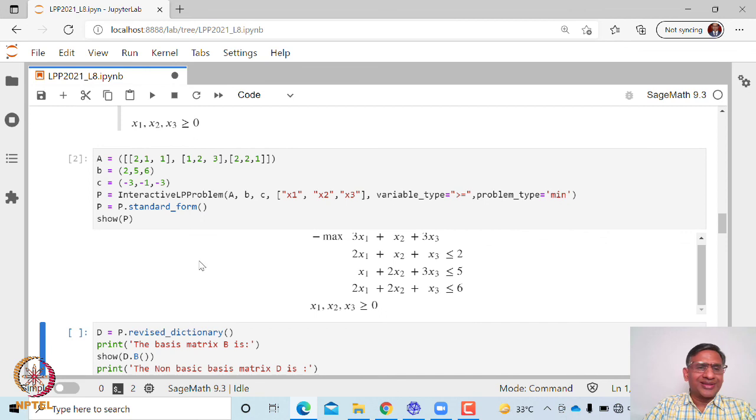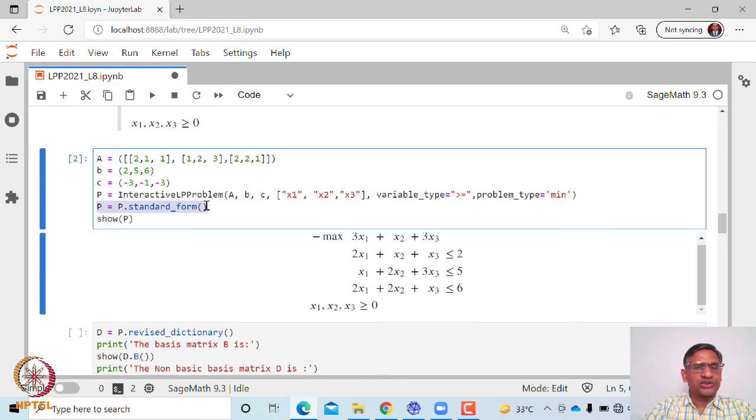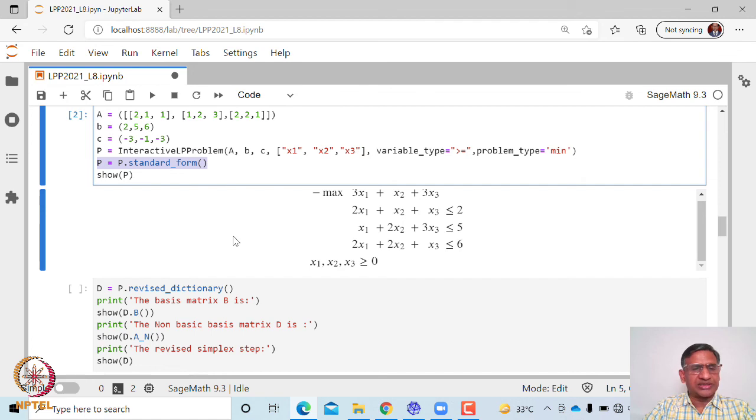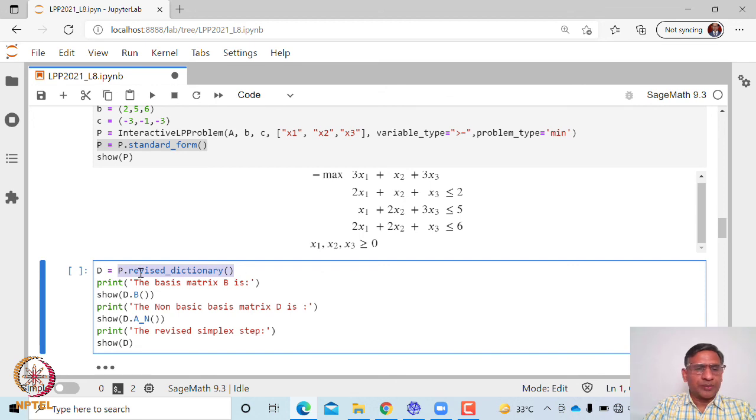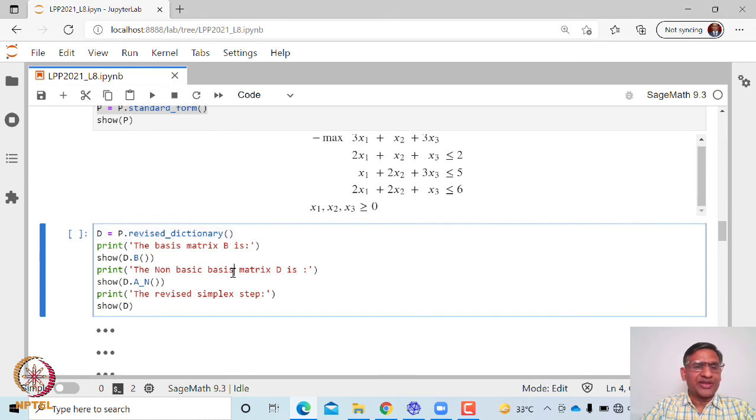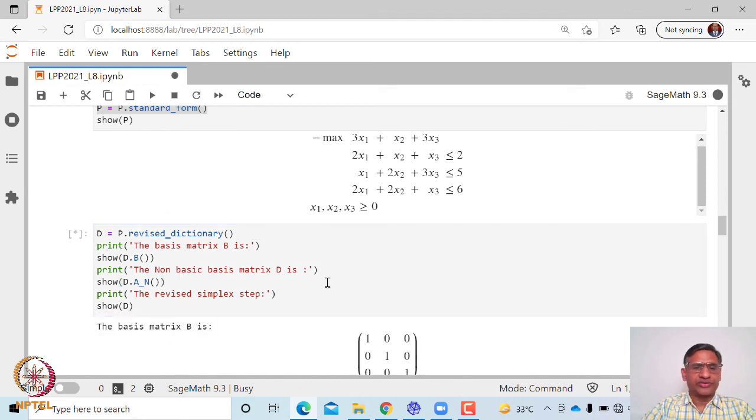Okay. Now, once you have converted this P into standard form, there are various methods that you can apply. One of the methods is called P dot revised dictionary. So when you apply this, the matrix A, which we have split into B and AN, all those things you can see. So now let us convert this into a revised dictionary, and then ask it to show what is the basic matrix, and similarly what is the non-basic matrix corresponding to non-basic variables. So this is A dot B and A dot AN, which will print all these things.